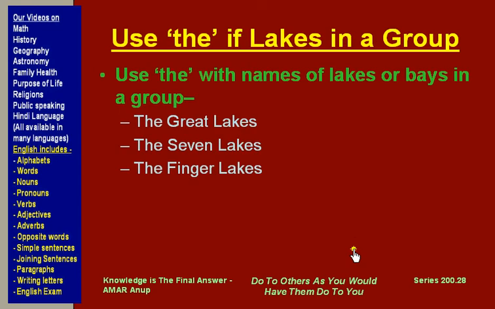I mentioned that if the lakes are in a group, then we use "the" before the name. The Great Lakes, because there are many lakes grouped under one name, it is called Great Lakes, and we use "the" before that. Another example, the Seven Lakes. The name suggests there are 7 lakes, so we use "the". The Finger Lakes. Finger Lakes are like fingers of a hand in the northern part of America, and because it is a group of lakes, we use "the" before the name of the lakes.